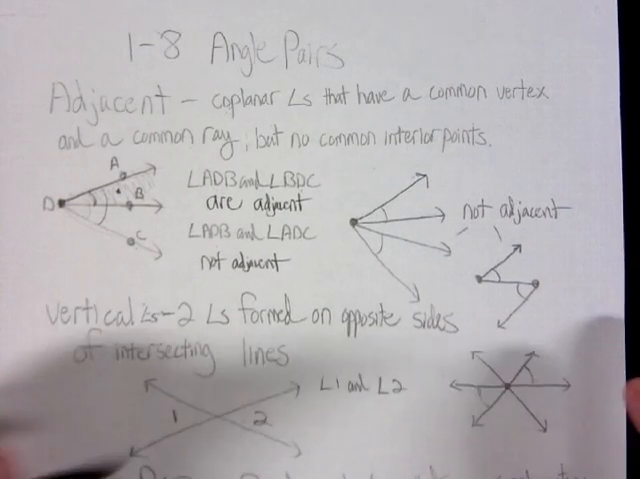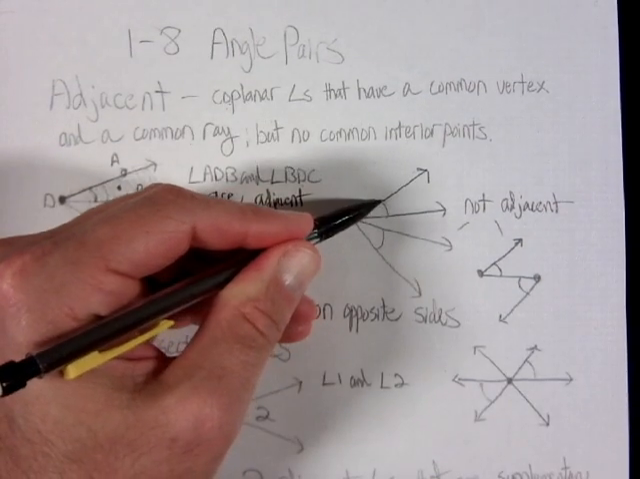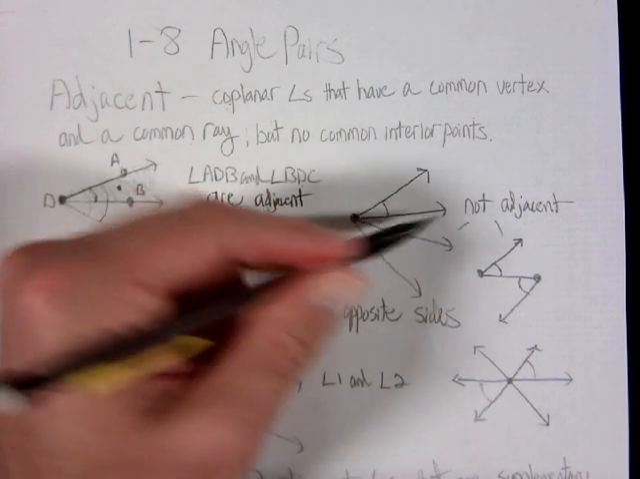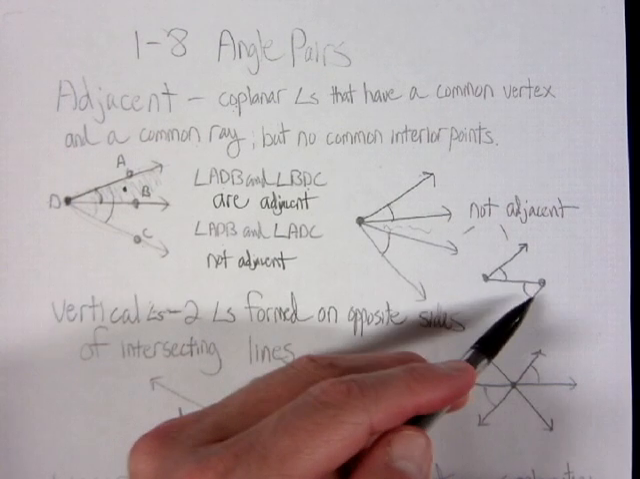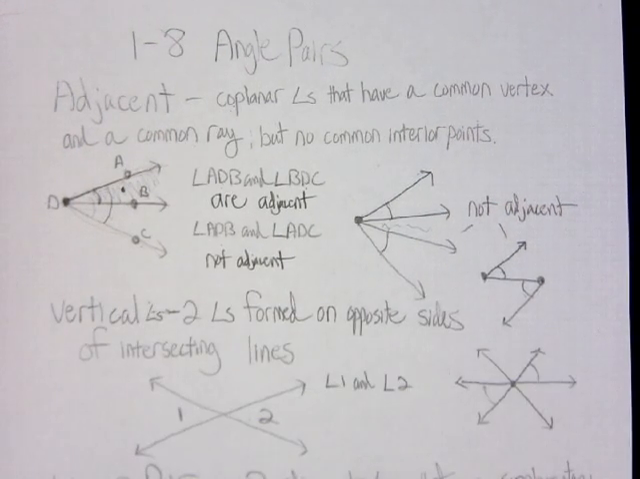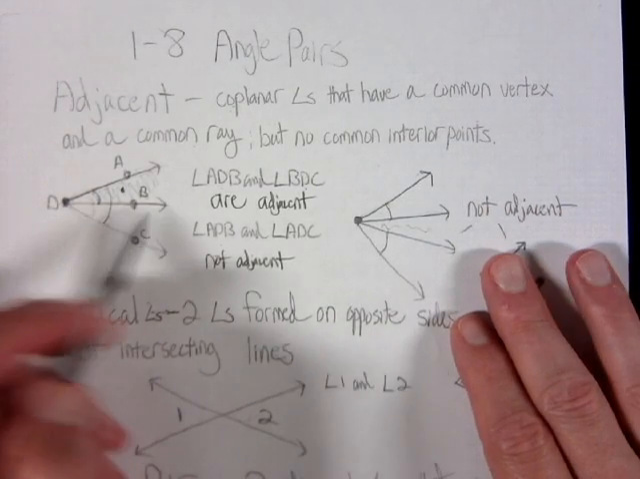Here are two other examples of angles that are not adjacent. This angle and this angle are not adjacent. Why? Because there's a gap here. They don't share a common side. These two are not adjacent because they don't share a common vertex. So again, adjacent angles should be connected at one side with no gap, no overlap.